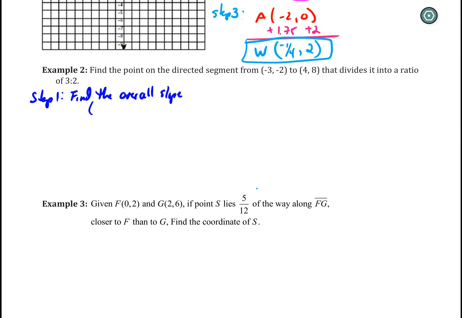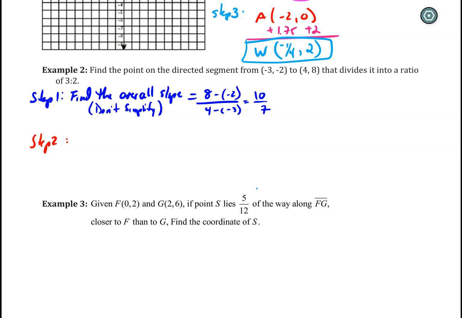And again, something you're not going to hear me say very often, but don't simplify. All right, don't simplify that. So what's that first step going to be? Let's see. So the slope is going to be 8 minus -2 over 4 minus -3. So that's 10 over 7. I couldn't simplify it, but even if you could, don't. All right, so step 2.